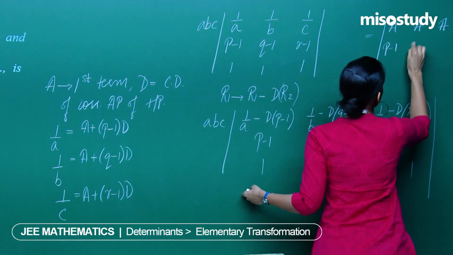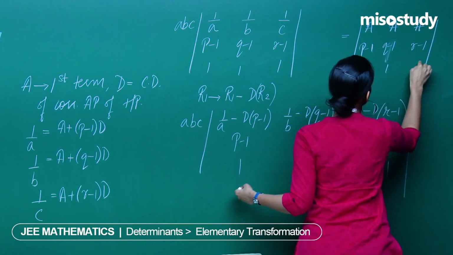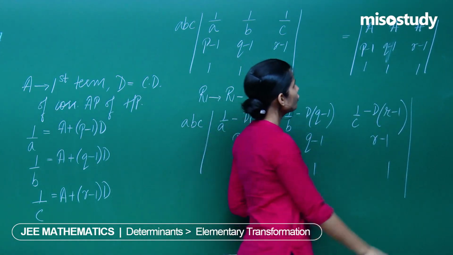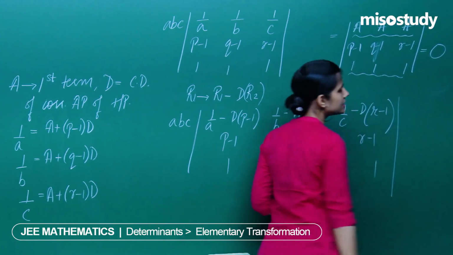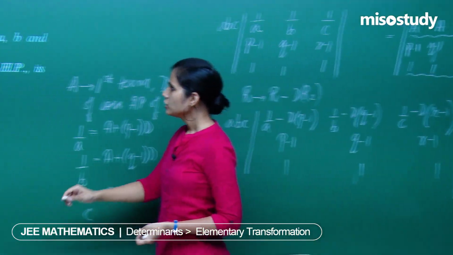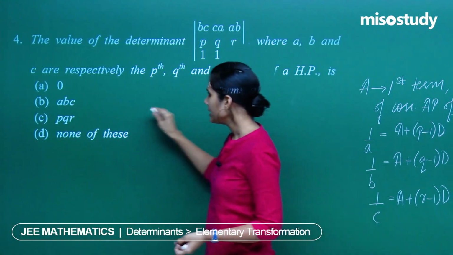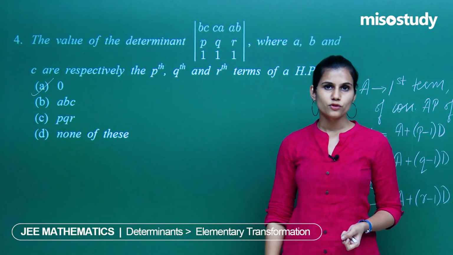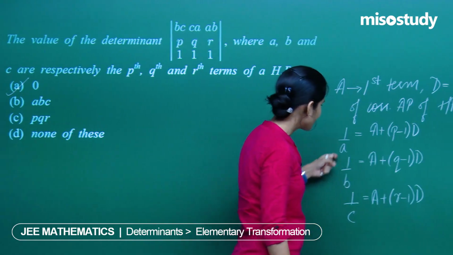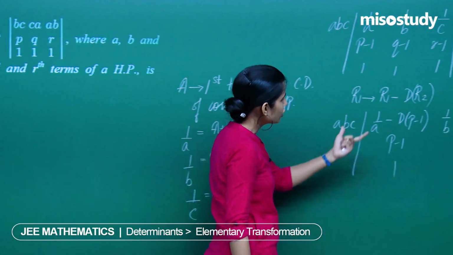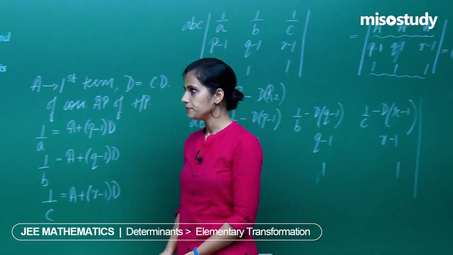P minus 1, Q minus 1, R minus 1, 1, 1, 1. Whenever two rows of a determinant are the same, its value is 0. Okay? So the value of this determinant, where A, B, C are the pth, qth and rth terms of this HP, is actually equal to 0. And that's how beautifully it's dealt with. How harmonic progression concept actually comes into the picture and helps you evaluate the value of these reciprocals, use all the operations and hence get the answer by the properties of determinants to be equal to 0.